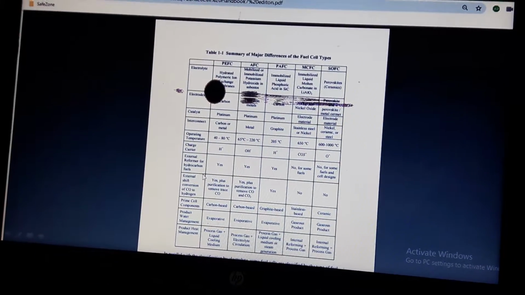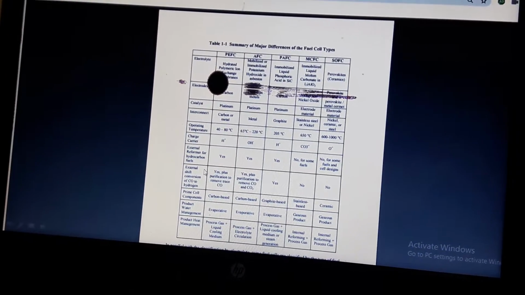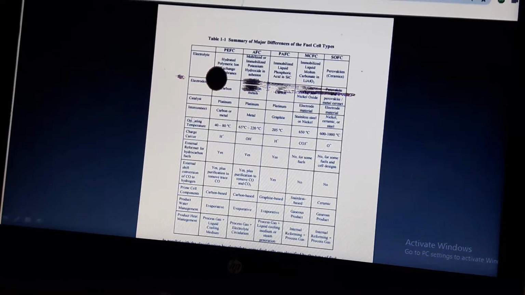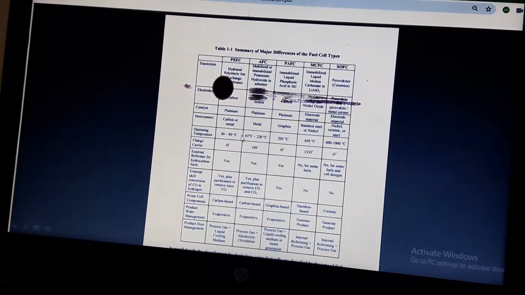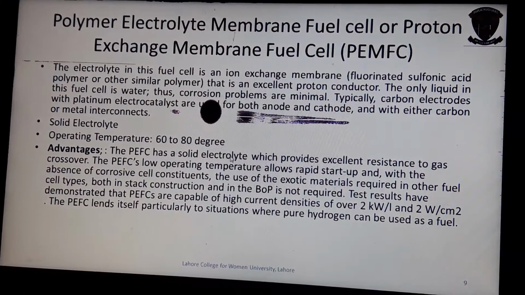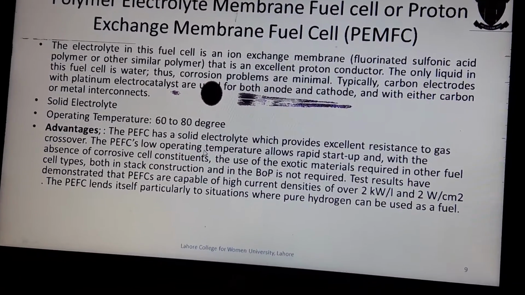So this table shows the comparison of different types of fuel cells operating at different temperatures, having different electrode material, catalyst, operating temperature, charge carrier, external reforming, internal reforming, all there are many things. So first of all, polymer electrolyte membrane fuel cell. This is also known as low temperature fuel cell.